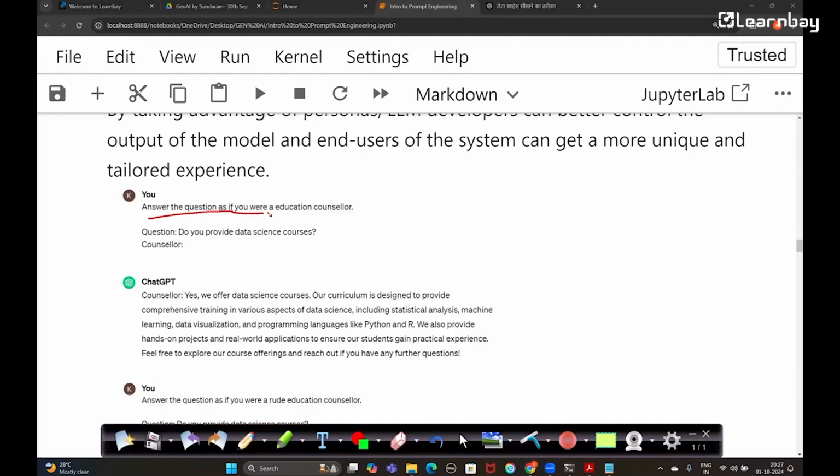Answer the question as if you were an educational counselor. Just a grammatical correction there. The question I'm writing: do you provide data science courses? What answer am I getting? You can see ChatGPT responding as a counselor. Yes, we offer data science courses. Our curriculum is designed to provide comprehensive training in various aspects of data science, including statistical analysis, machine learning, data visualization, and programming languages like Python and R. We also provide hands-on projects and real-world applications to ensure our students gain practical experience. Feel free to explore our course offerings and reach out if you have any further questions.